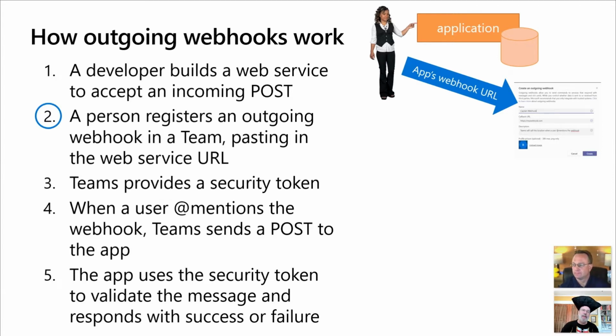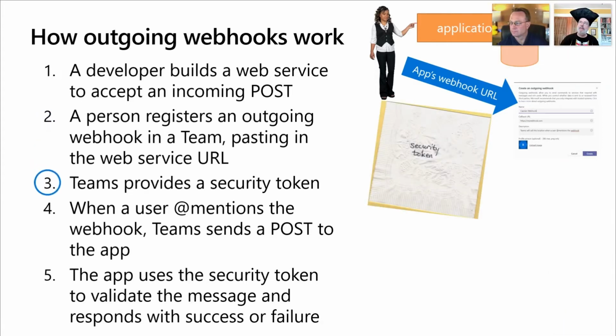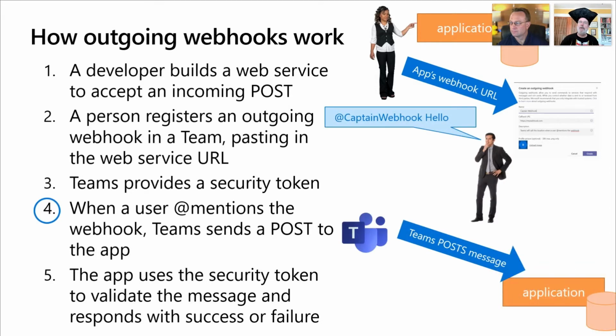Notice, by the way, that this is scoped at a team level, not at a channel level. So you'll find the incoming webhooks and the connectors are scoped on a per-channel level, so the messages come into just one channel. Whereas the outgoing is installed for the whole team, so all the channels can use it. At that point, right there in the UI, Teams provides a security token that has to get put into the web service, so you've got to store that safely. Then when a user mentions the webhook, Teams sends a post to the app.